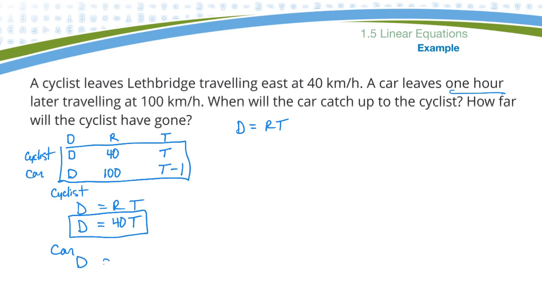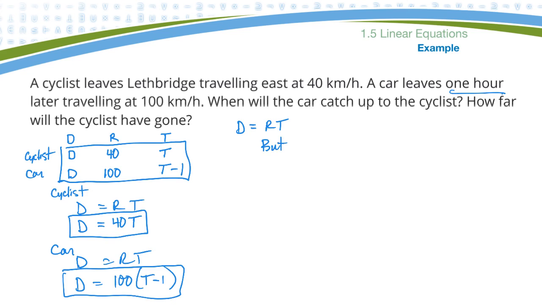So the car, same formula. This time it'll be distance is equal to 100 times t minus 1. Okay, so there's the formula for the car relating distance and time. But I know the distance that they each travel when the car catches up will be the same.